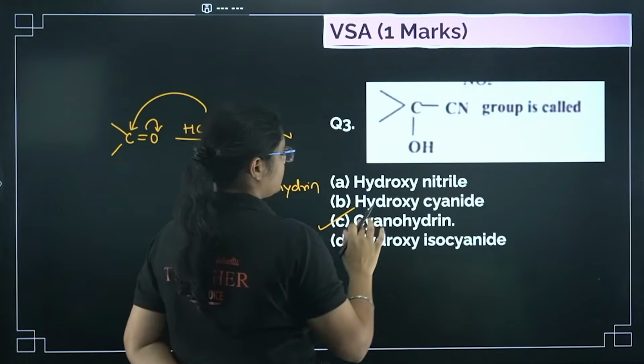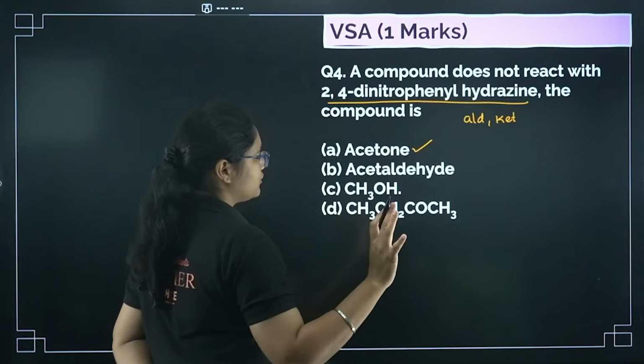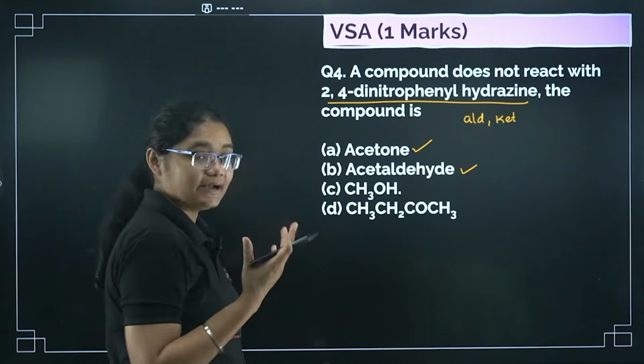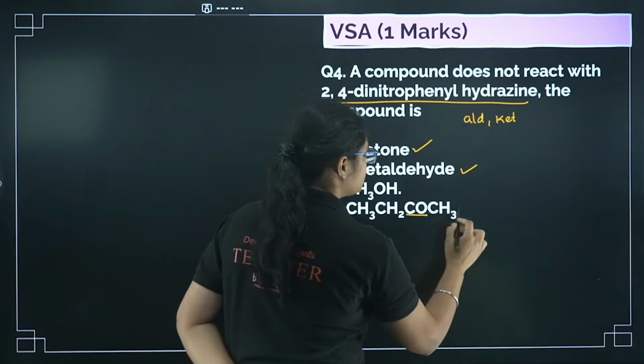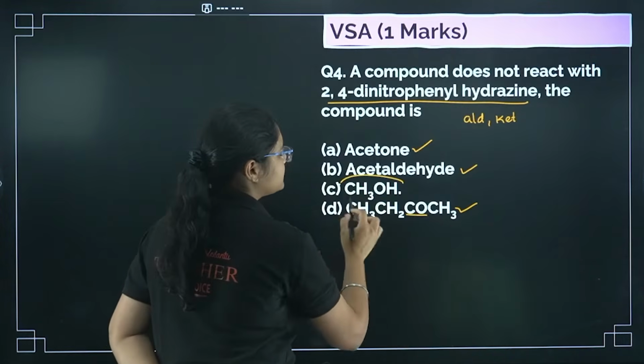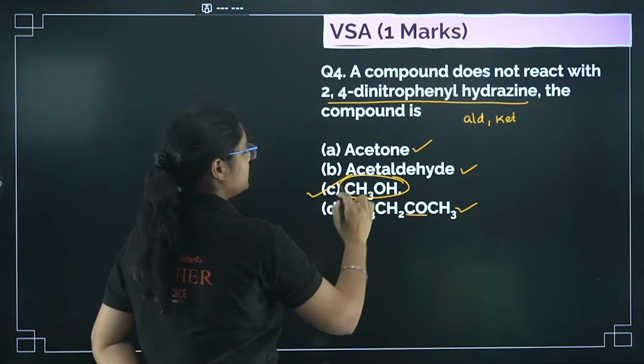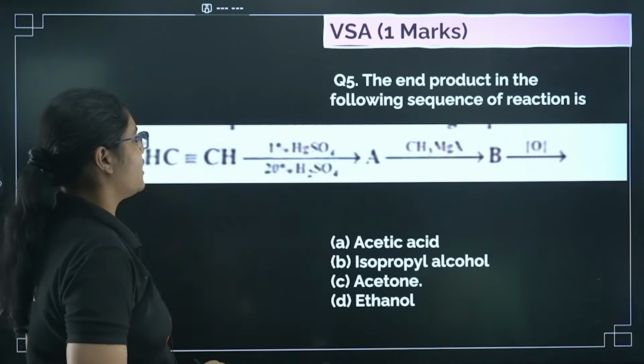Okay, so acetone is a ketone, so it will react. Acetaldehyde is an aldehyde, so that one will also react. This is also a ketone, this will also react. Here this is an alcohol, so it will not react with this one. So option number C is the correct answer.